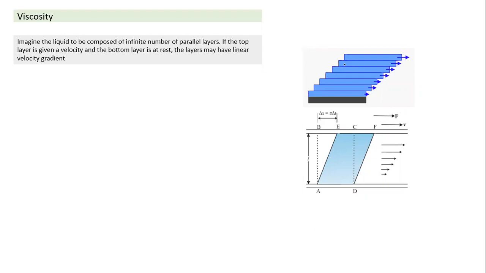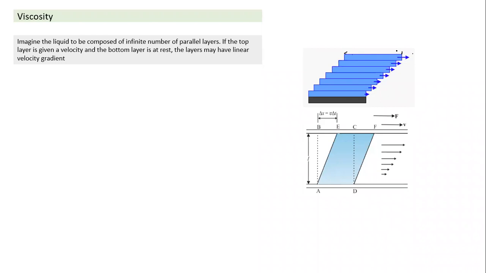you push the top sheet, what will happen? All of the sheets also will start moving. So that's what happens in case of viscosity. We'll imagine the liquid to be composed of an infinite number of parallel layers. If the top layer is given a velocity, how do you give a velocity? Suppose it's a prototype. If I keep a plate here on the liquid level and move the plate, the liquid layer sticking to the plate also will move with the same velocity.